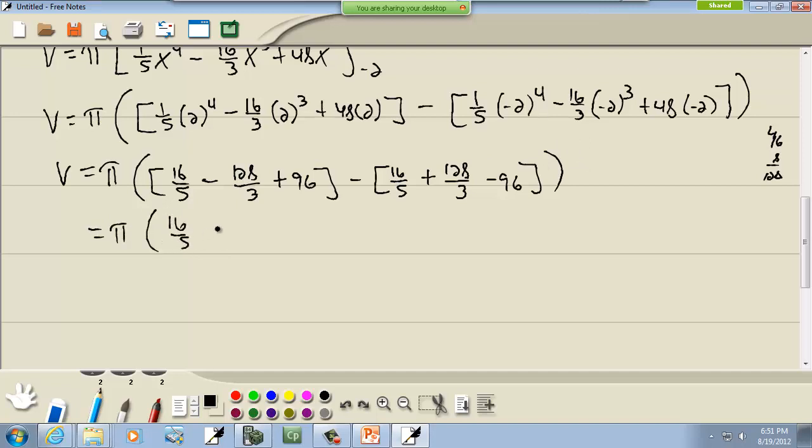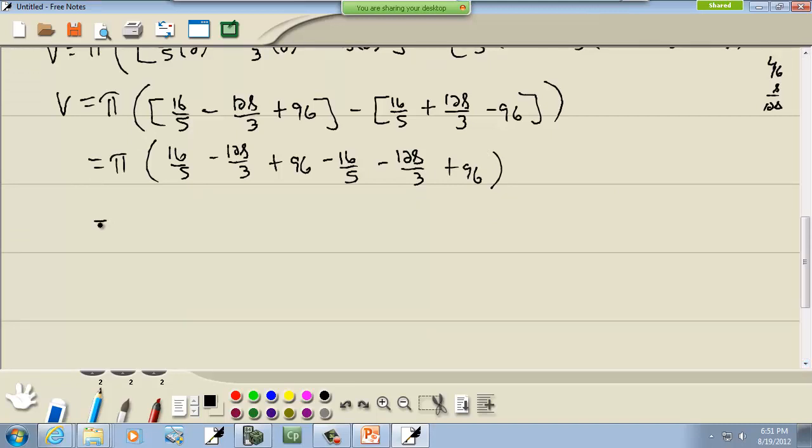Now I got 16/5 minus 128 over 3 plus 96. The negative out in front of this bracket flips the sign of everything inside. So it becomes a negative 16/5 minus 128 over 3 plus 96. Now the 16/5 minus 16/5 drops away. Negative 128 over 3 and negative 128 over 3 is negative 256 over 3. 96 plus 96 is 192.